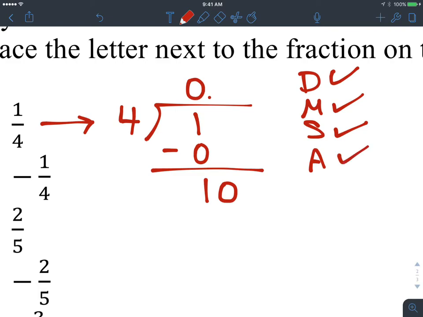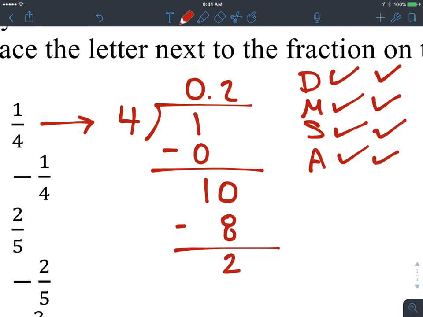Now we're starting up from the top again. 4 goes into 10 2 times, divide. Then we multiply 4 times 2, gives us 8. We subtract 10 minus 8, gives us 2. And then we add a 0. We don't have to add a decimal again because we only need one decimal in our answer. So we add a 0, and now we start from the top again.